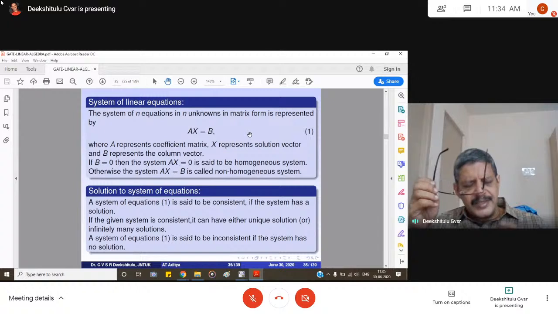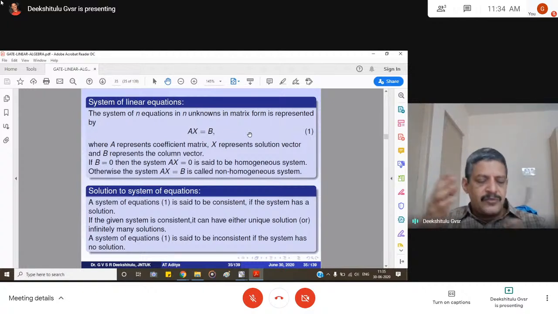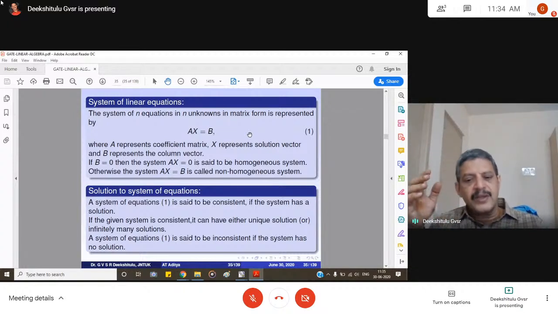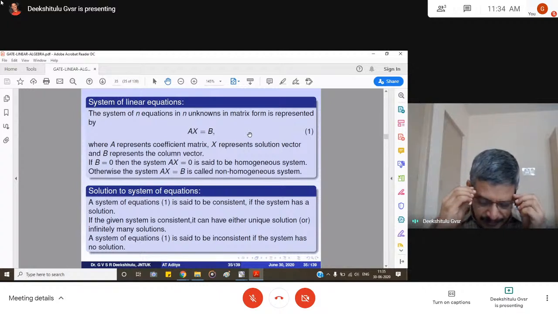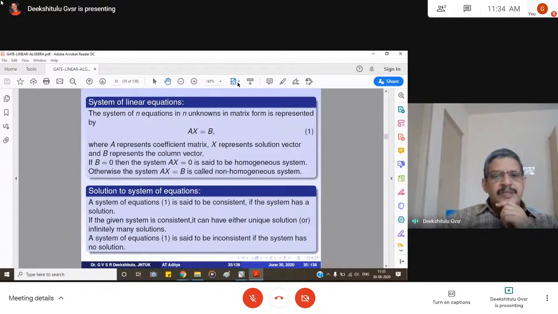Because it takes a lot of effort to solve the equations, instead of putting in all the effort, first you check whether the solution exists or not. That means check whether the system is consistent or not. If it is consistent, then you can find the solution. That is the idea. So a system is said to be consistent if it has a solution.